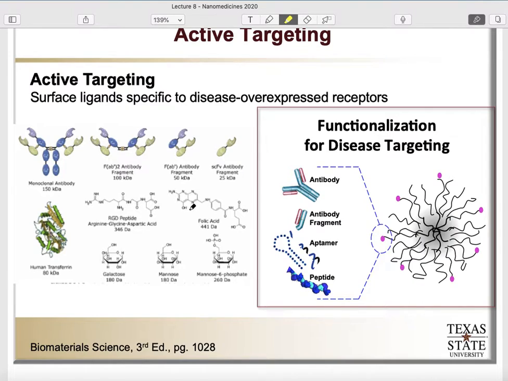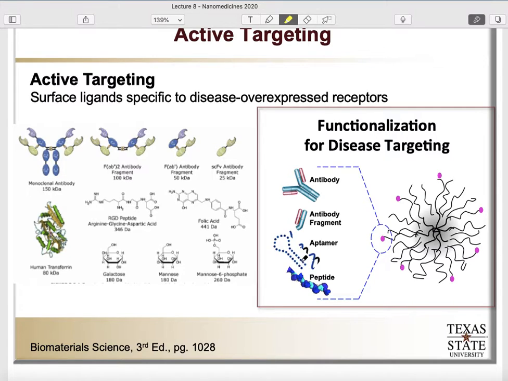Another one is folic acid right here. Folic acid, or folate I should say, is vitamin B9, and the folate receptors are overexpressed in cancer cells. So again, by attaching this to the surface of our nanoparticle, we could potentially enable the active targeting of the particle to the folate receptors on the cells. Other than that, here on the bottom, I have certain sugars or carbohydrates that can also be utilized for targeting. On the right hand side, again, I have the antibodies and antibody fragments, and then I have aptamers here.